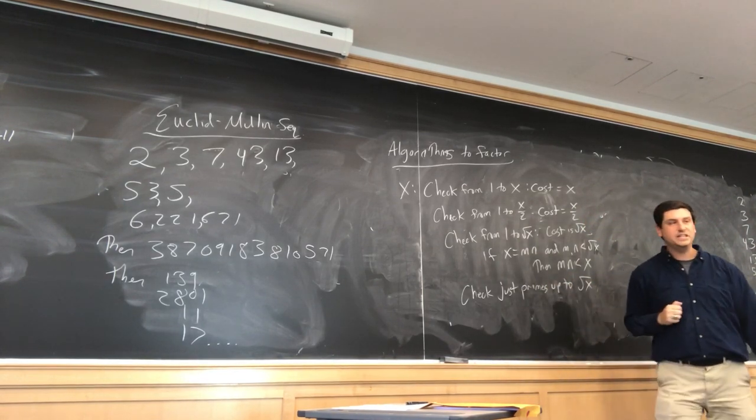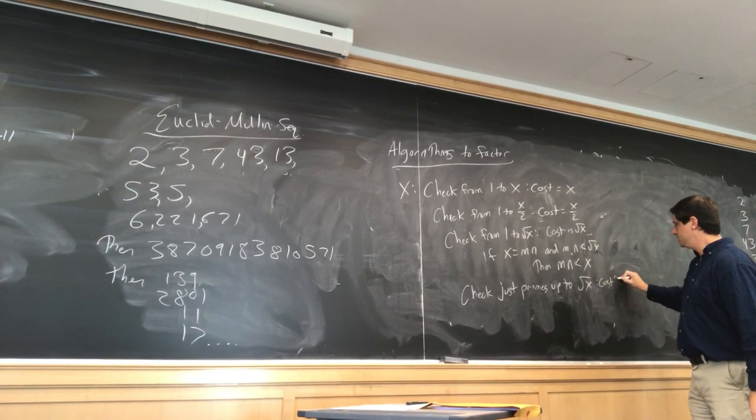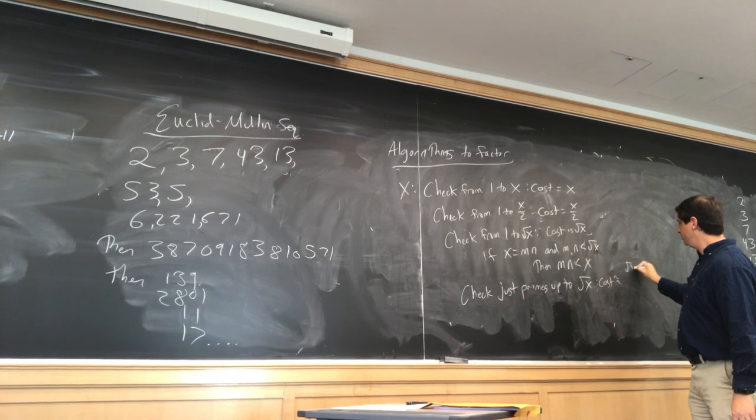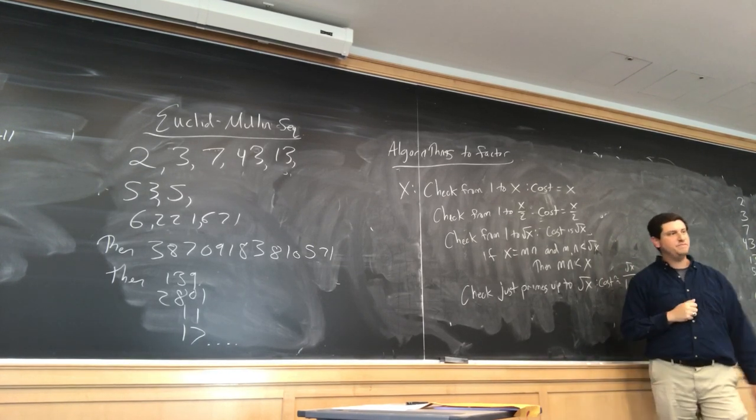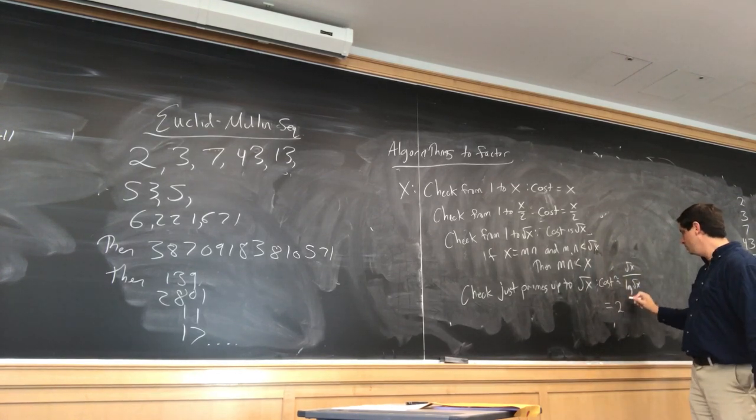Now, unfortunately, that doesn't save you that much. The cost is approximately the square root of x over log square root of x. So you save basically a logarithm. This is going to be roughly 2 square root of x over log x.